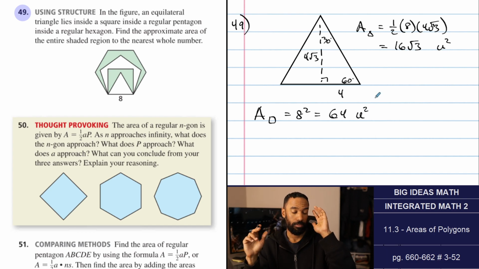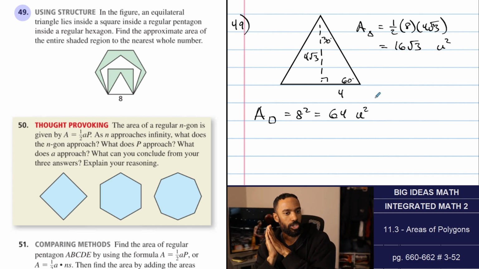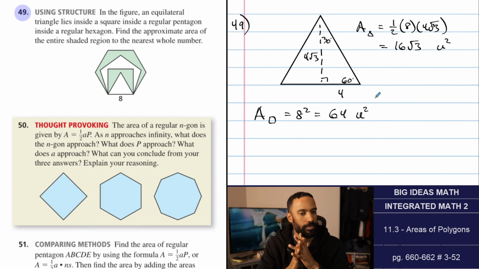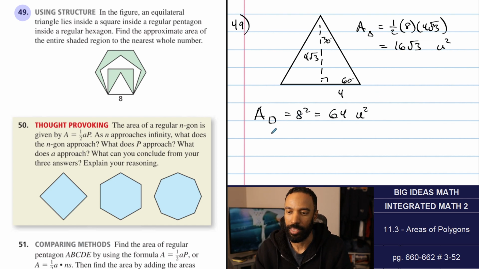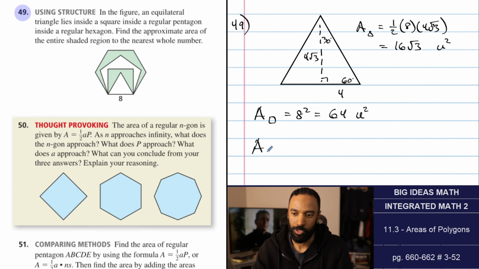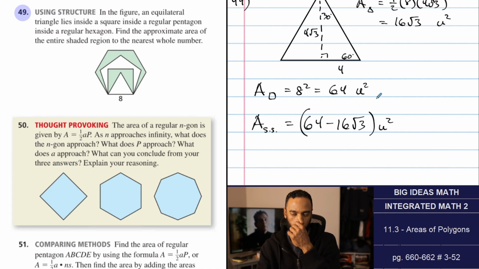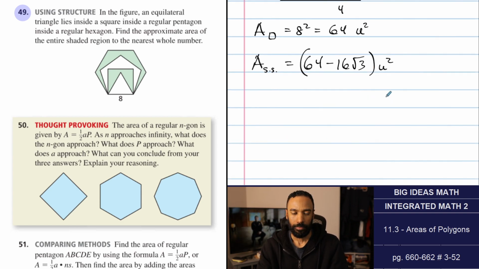Now, we need the area of the shaded region. Before I do the pentagon and hexagon, the area of small shaded is going to be 64 minus the area of the square minus the area of the triangle. So 16 root 3. So we have that guy. That's going to add with the area of the bigger one later. So we got some stuff. Let's do the area of the hexagon next.